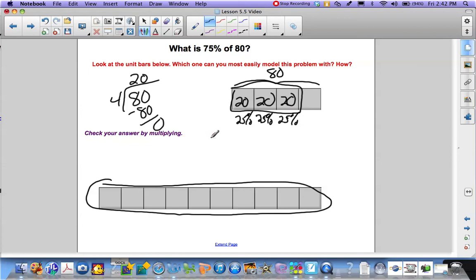And again, I can always check by multiplying. 75 hundredths times 80. I know 75 hundredths reduces to 3/4. 3 times 80 is 240. 4 times 1 is 4, and 240 divided by 4 is 60. So 75% of 80 is 60. So a unit bar is a great way to model finding the percent of a problem. And always check your answer and use benchmarks to be sure it makes sense.